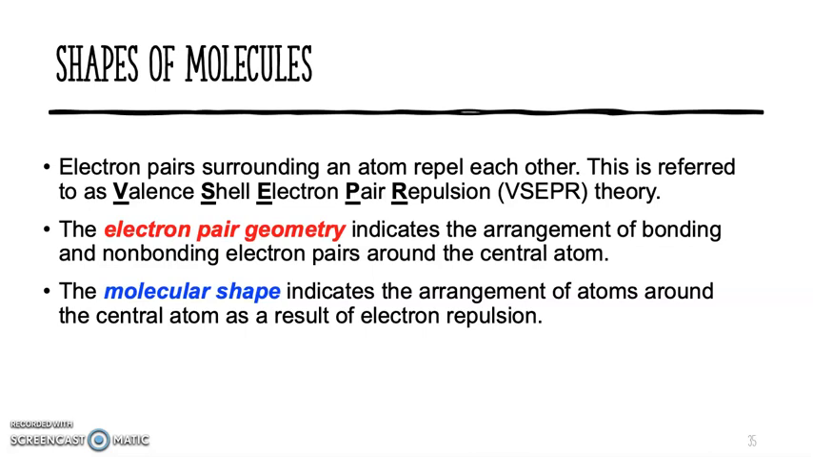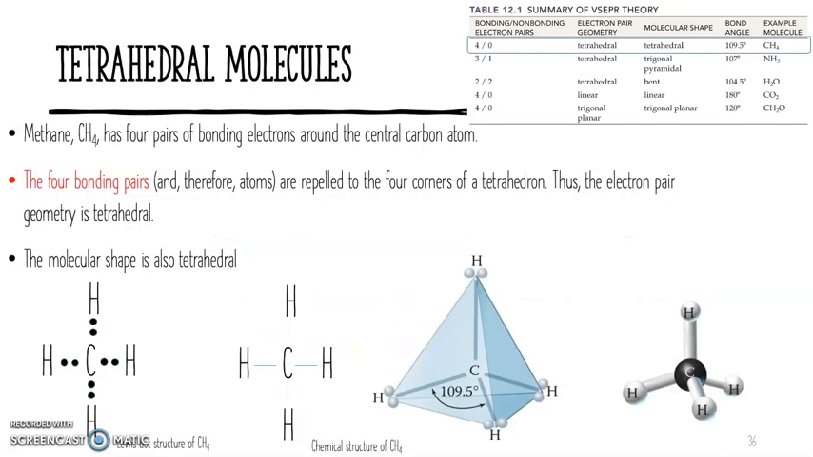The electron pair geometry indicates the arrangement of bonding and non-bonding electron pairs around the central atom. The molecular shape, on the other hand, indicates the arrangement of atoms around the central atom as the result of the electron repulsions. So let's take a look at the example of a tetrahedral molecule.